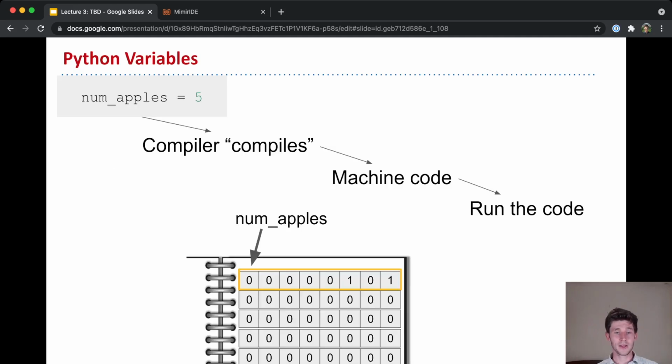And so when you have something like num_apples equals 5, and you use python3 and then the name of your file, that compiles your code into machine code and it gets run, what the computer actually does is, in memory, it takes the first available spot, or whatever spot it wants to take, writes down the value. So here you can see we have 00000101, which is 5 in binary. And then it names that place in memory num_apples. And so num_apples equals 5 is actually taking the number 5 and putting it in memory and naming that location in memory num_apples so that we can get back to it or refer to it later.